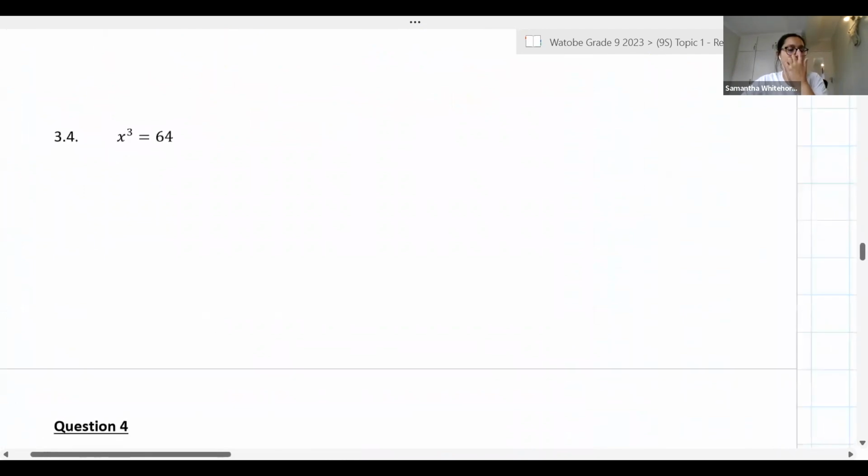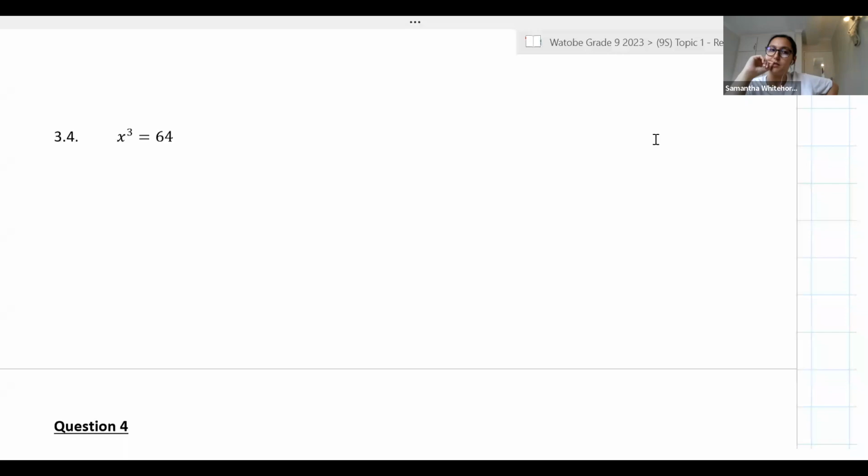Right, so 3.4 is not one that I want you to stress too much about, but it does show us another important inverse operation that we need to be mindful of. So 3.4 is x cubed equals 64. Now, can someone explain to me what that exponent means? What does x cubed mean? Might be easier to raise your hand, but you're welcome to type it in the chat if you want. Pumazelia, what does x cubed mean?